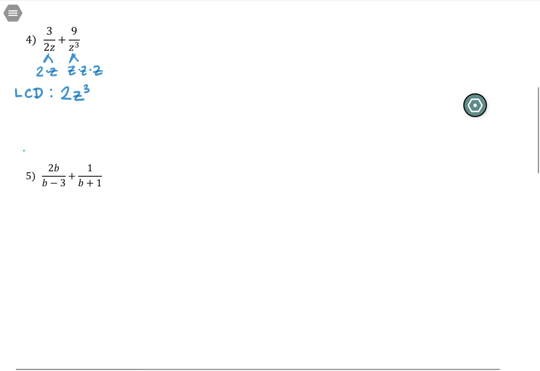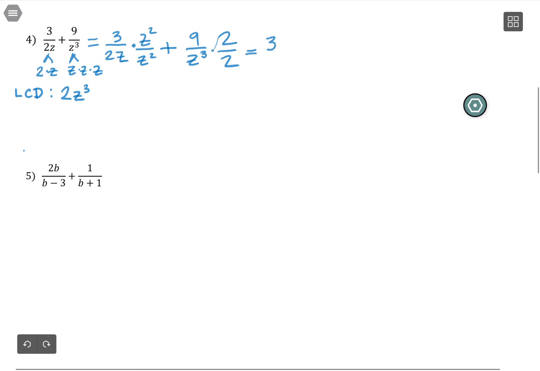And then we go back up top, equals, and we multiply by whatever we're missing. So the first one has the 2 and the z, but it needs the 2 more z's. The second one has the z cubed, but it needs the 2. So we end up with 3z squared over 2z cubed plus 18 over 2z cubed. Sorry, this 2 looks like a z. I don't like it. There we go.